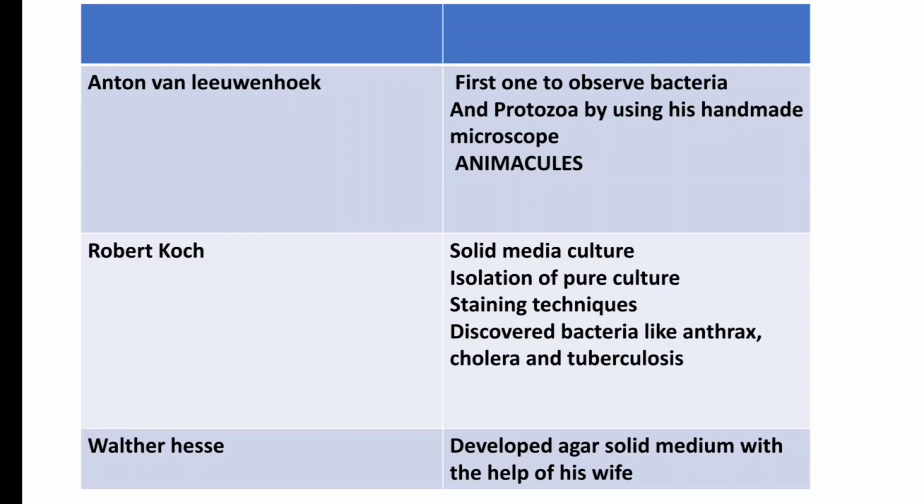Then Anton van Leeuwenhoek, he was the first one to observe bacteria and protozoa cells by using his handmade microscope, and he gave them the term animalcules.